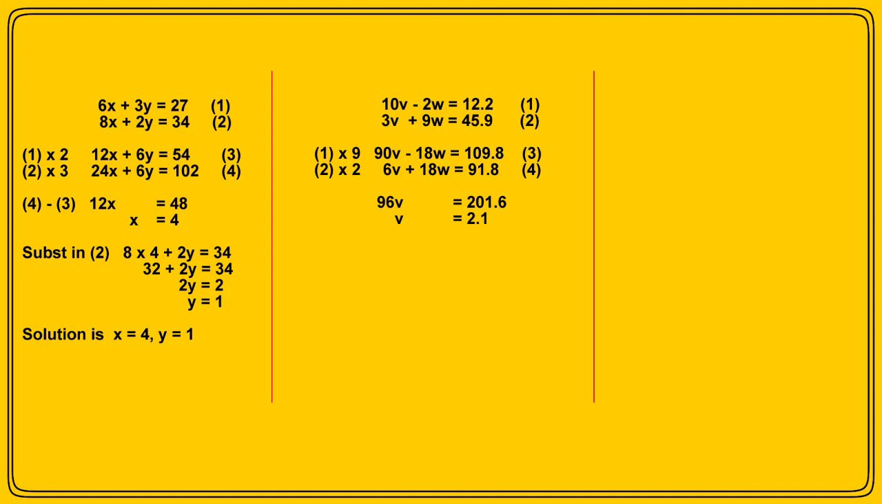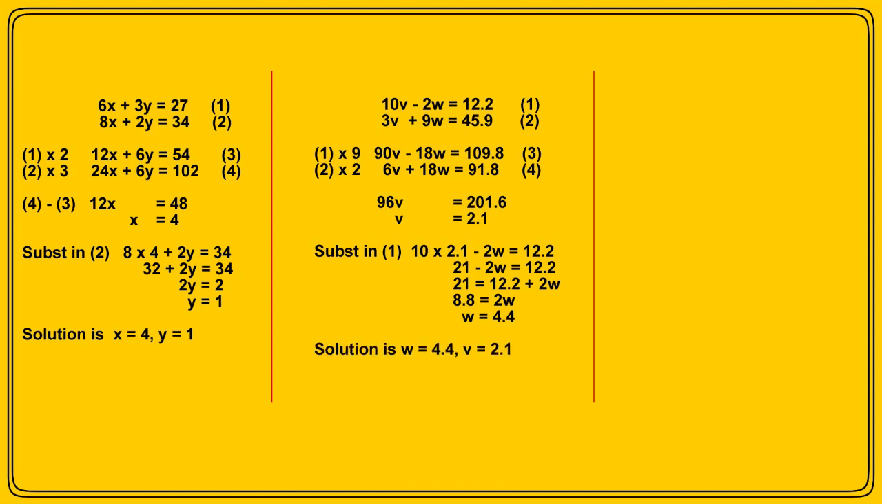Again, we substitute this into the easiest equation we can find, and that seems to be equation 1. So that gives us 10 multiplied by 2.1, subtract 2w equals 12.2. Now 10 multiplied by 2.1 is 21, of course, so 21 subtract 2w is 12.2. Add 2w to both sides gives 21 equals 12.2 plus 2w. Subtract 12.2 from both sides gives 8.8 equals 2w, from which we deduce that w equals 4.4. So there's our answer. w is 4.4 and v is 2.1.